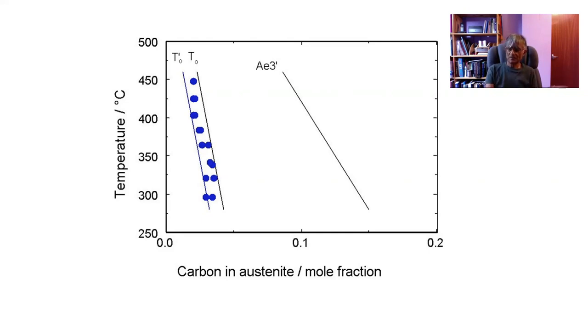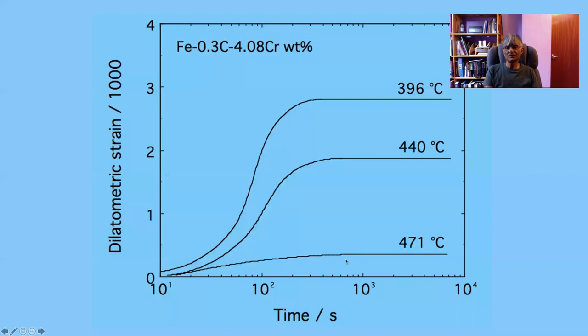Okay. This has other consequences. Look, if I transform to bainite at this temperature, I will get less bainite than this, because the tolerance of the austenite for carbon is smaller at higher temperatures. So you can see clearly that you suppress the amount of bainite that forms as the temperature goes towards the bainite start temperature. Okay, and at the bainite start temperature, you get zero bainite.